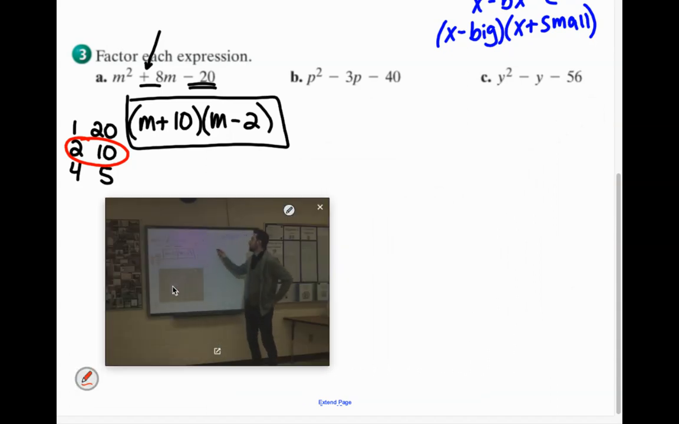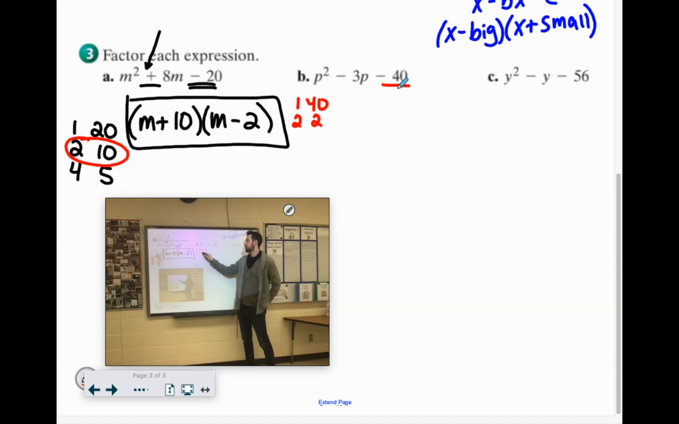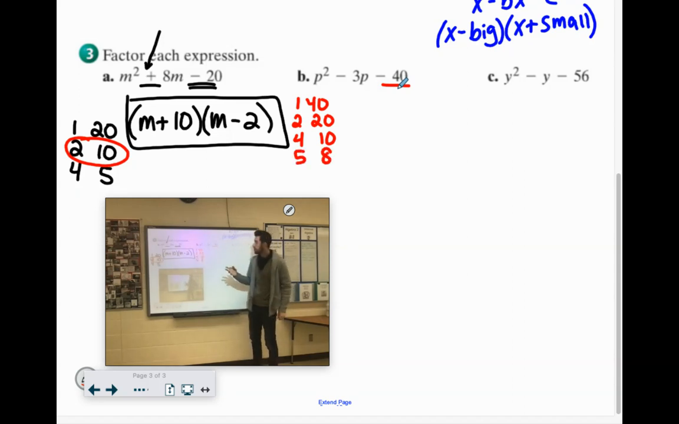All right, now we're looking at factors of 40. So 40 can be 1 times 40. It can be 2 times 20. 3 doesn't go in there. 4 times 10. 5 times 8. These are all the possible factors of 40. We need a set that is 3 apart from each other. That would be 5 and 8.